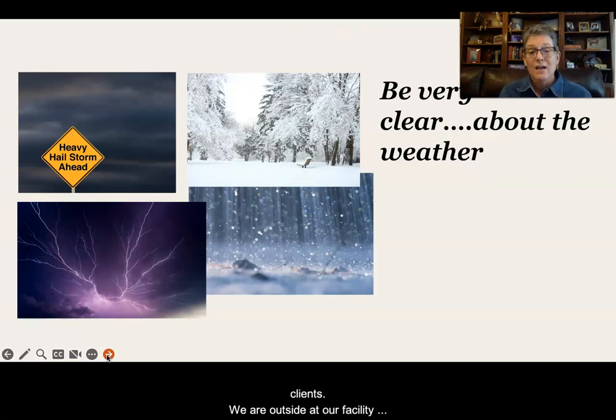We are outside at our facility, even if it's raining, as long as it's not lightning, and as long as it's not raining so hard that we can't see each other. Otherwise, we just expect people to wear rain jackets, and we go. And we work with the horses because that's where they are. But if that's not what you do, that's fine. You just want to outline it and talk about it in your paperwork.